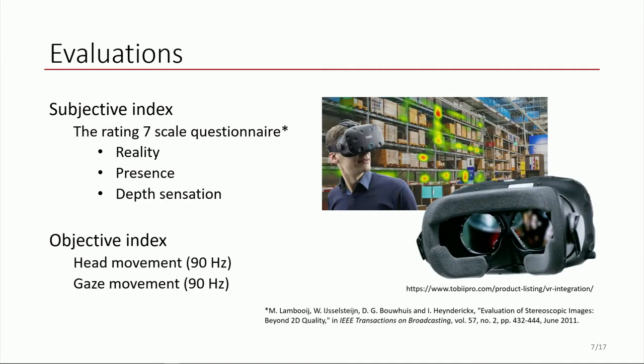Evaluations were obtained with subjective and objective indices. As a subjective index, the rating 7 scale questionnaire was taken. The evaluation items were reality, presence, depth sensation, and they were from the previous study on the evaluation of 3D images. As objective indices, head and gaze movement were measured. The gaze movement indicates what you are watching in the VR space, like this heat map image.